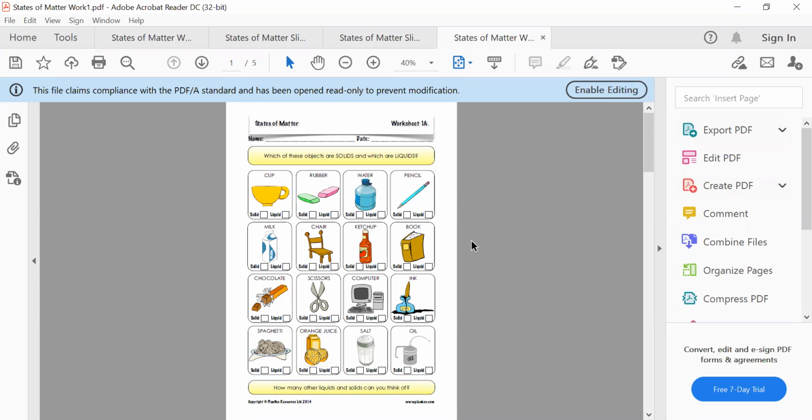And for an extra challenge, you could go around your house and find some solids and some liquids. So you might go into your bathroom, you might have a bubble bath. Would that be a liquid or a solid? You might pick up a cushion in your lounge. Is that a liquid or a solid? So go around and have a good treasure hunt of solids and liquids.